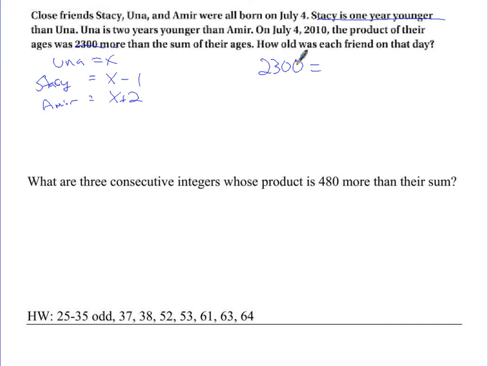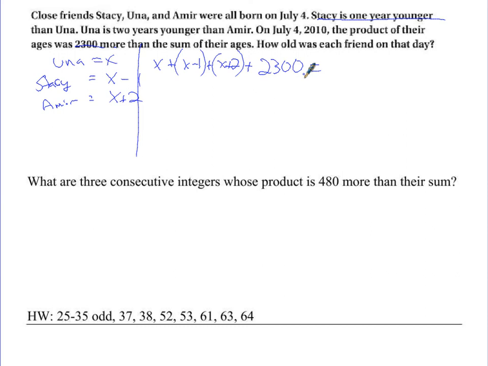Add up the rest of their ages, and you have X plus the X minus 1. So notice I'm putting that in parentheses. Plus the X plus 2, again in parentheses. So this is one person's age, one person's age, one person's age, plus the 2,300. This is the sum of their ages plus the 2,300, which will give me the product of their ages.